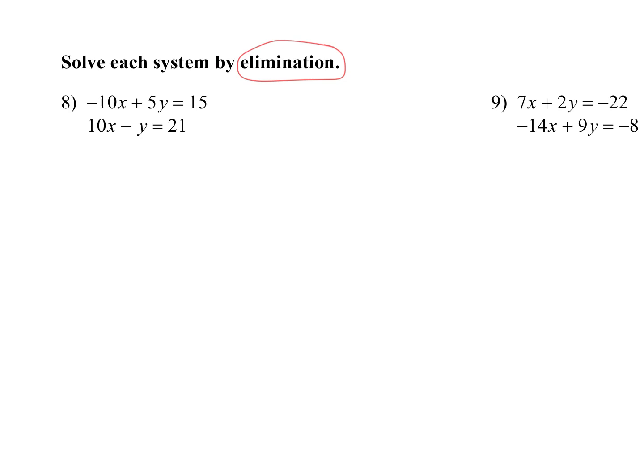Why the 10? Because it's the same number, but they're opposites. Okay, so am I going to subtract or am I going to add? I'm going to add them together because they're opposites. So add. What happens to the x's? Gone. Then we have 5y minus y, 4y, and then we have 15 plus 21. 36. And then one step equation, how do I solve? Divide by 4, so we get y equals 9.